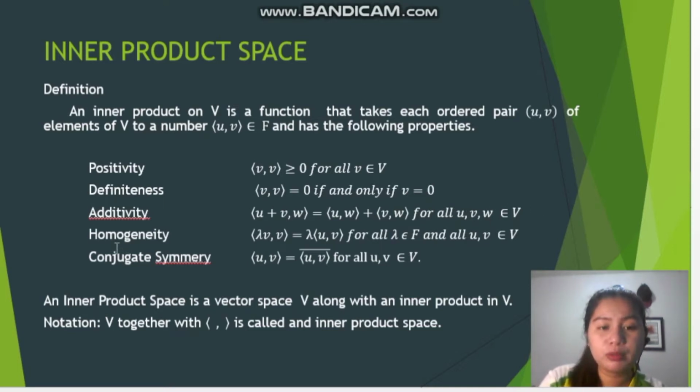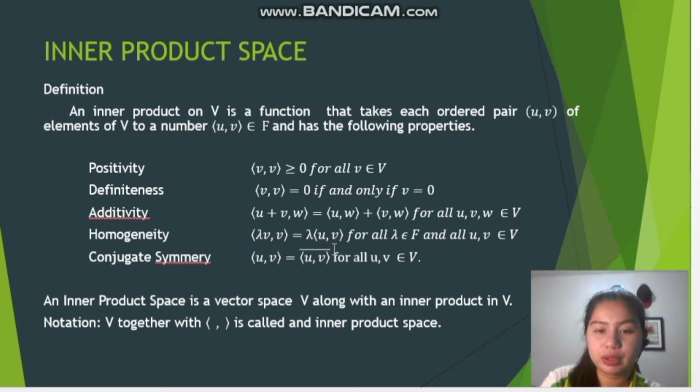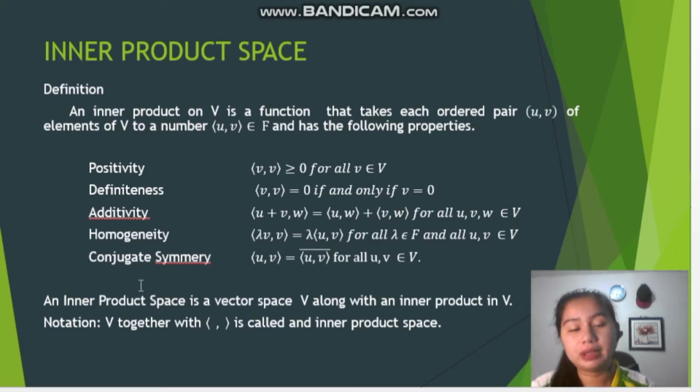Next, we have homogeneity. We have the inner product of lambda U and V, where lambda is any constant, equal to lambda times the inner product of U and V, for all lambda that is an element of real numbers or complex numbers, and all U and V that are elements of a vector space. So, we have another property. Itong mga properties kasi ito, magagamit to if we have proving sa inner product.